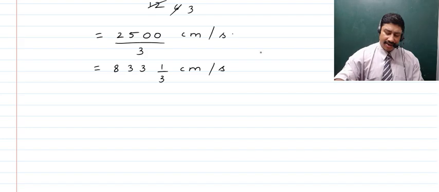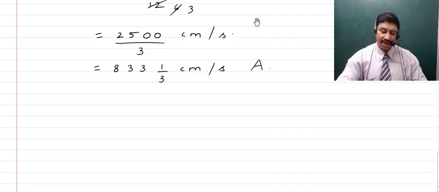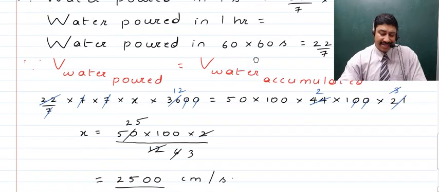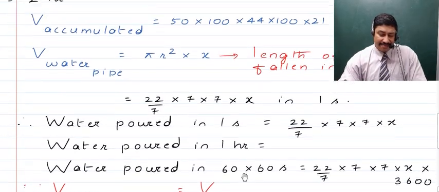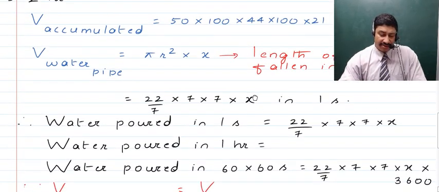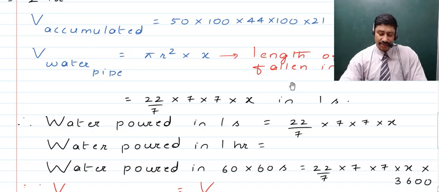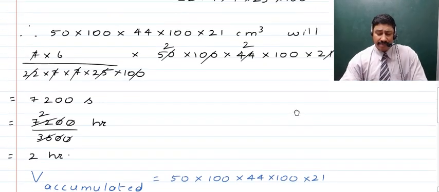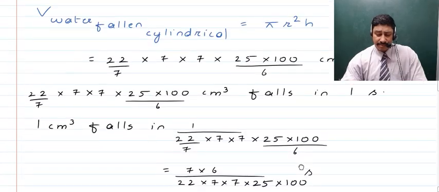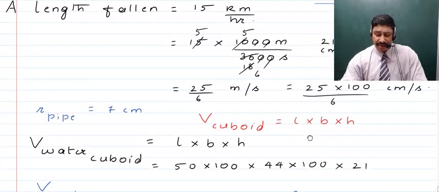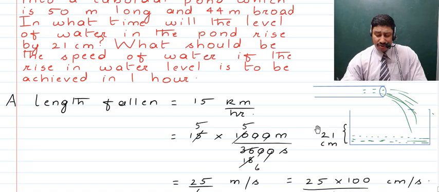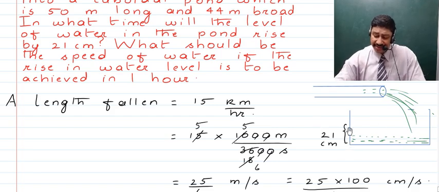Okay, so now children, this becomes the other answer that we were required to find out. Now I will quickly tell you the second part of the question. In the second part of the question, children, we've been given that we have to find out the speed of water coming out of the pipe if the task of filling up to 21 centimeter of the cuboidal tank is to be done in an hour.